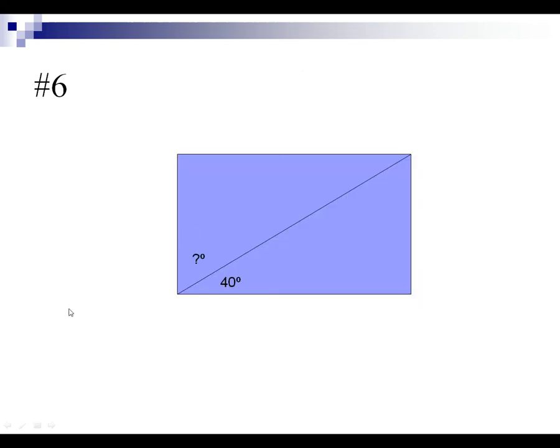All right, now we have a rectangle. We have a diagonal going across it. So these two angles make what? They make a right angle, so they're complementary, which means they add up to 90. 90 minus 40 is 50 degrees.